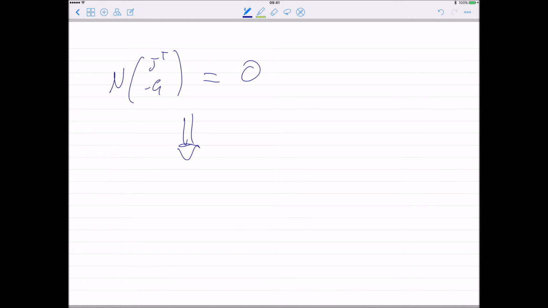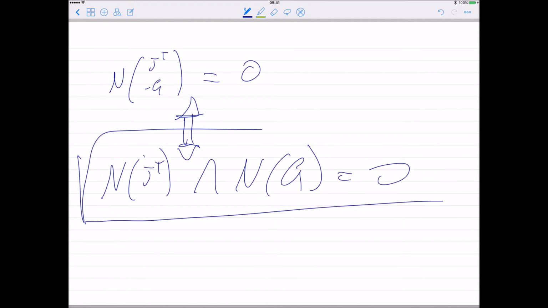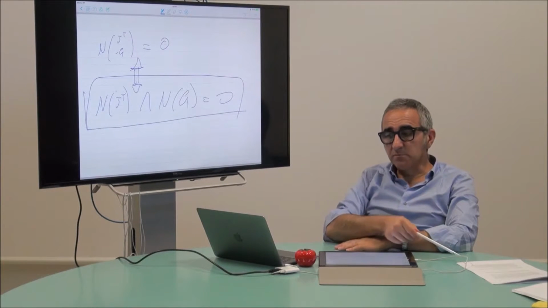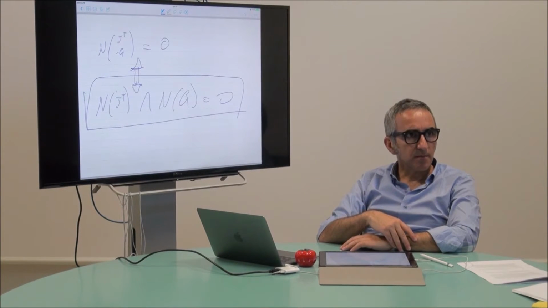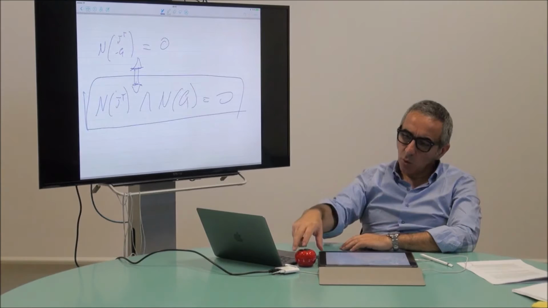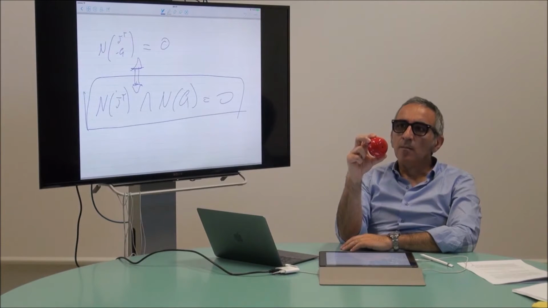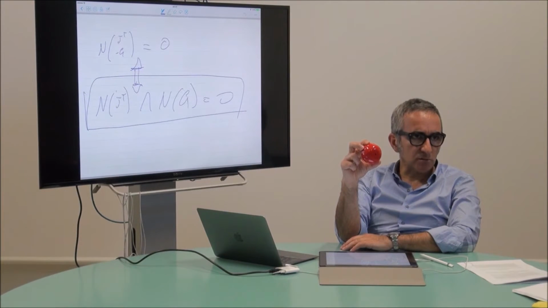We can easily show that the null space of J transpose minus G is equal to zero if and only if the intersection of the null space of J transpose intersected null space of G is equal to zero. So if you are sure that there is no intersection practically between these two subspaces, then that's zero and you can still work with this model. What is this model? This is a rigid contact model, rigid body model. So we are not allowing any penetration at the contact, okay? And we are considering a rigid model for the interaction.